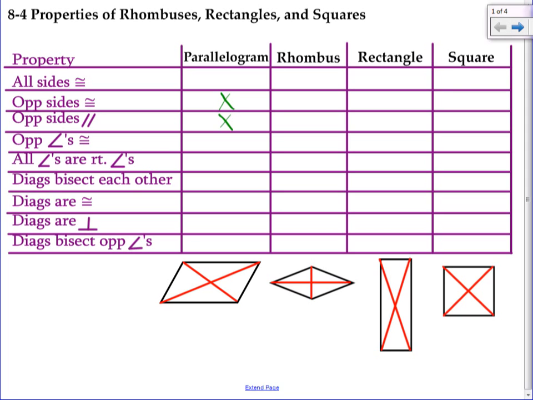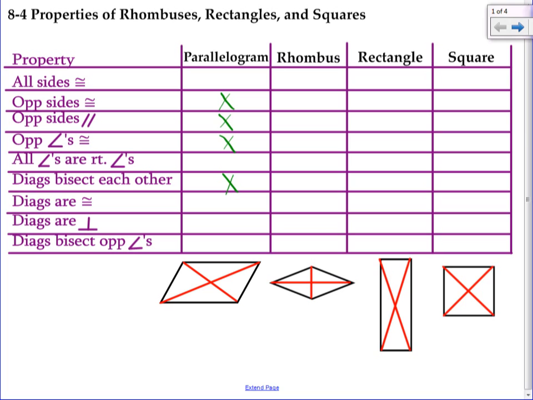What about the opposite angles? They're the same. Are the angles all right angles? No. Do the diagonals cut each other in half? Yes. Are the diagonals the same length, these two red lines? This one right here is longer than this one right here. So they're not the same length as each other.